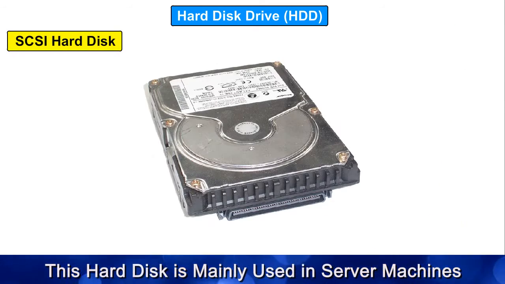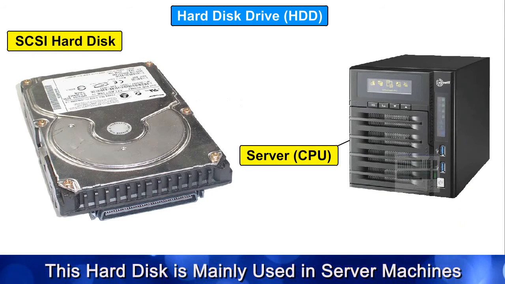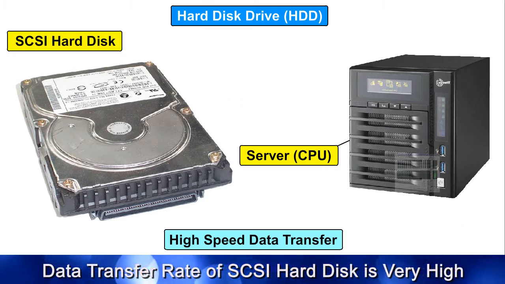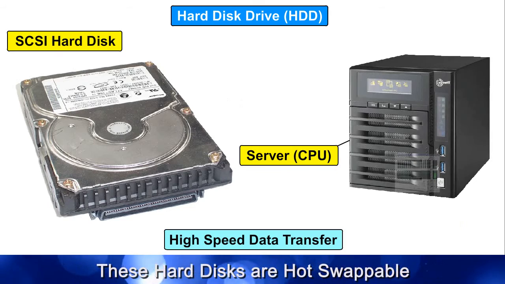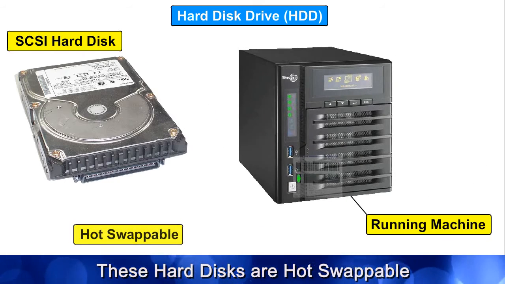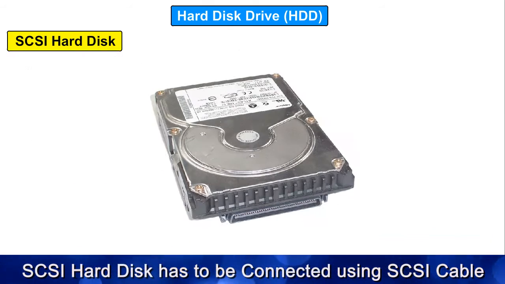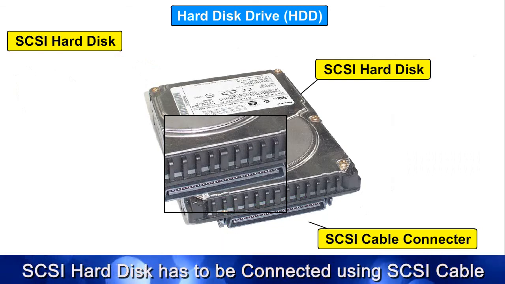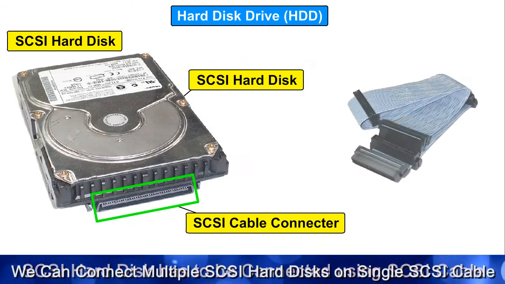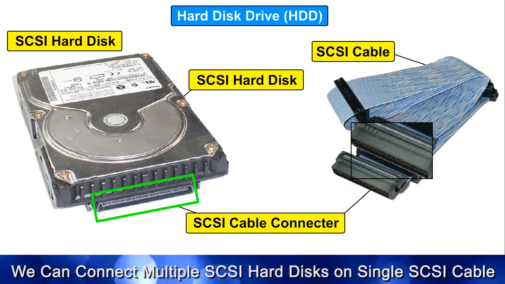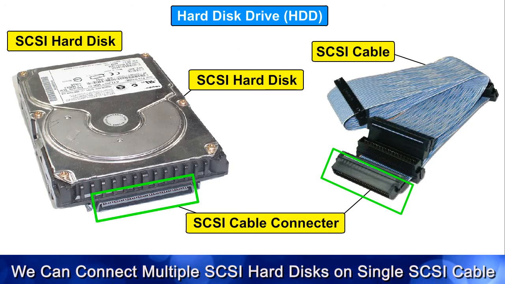SCSI hard disk. This hard disk is mainly used in server machines. Data transfer rate of SCSI hard disk is very high. These hard disks are hot swappable, thus allow us to remove hard disk from running machine. SCSI hard disk has to be connected using SCSI cable. We can connect multiple SCSI hard disks on a single SCSI cable.